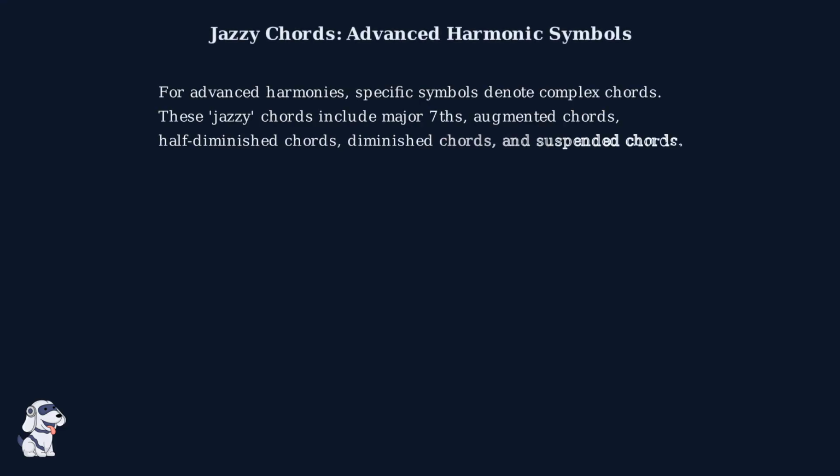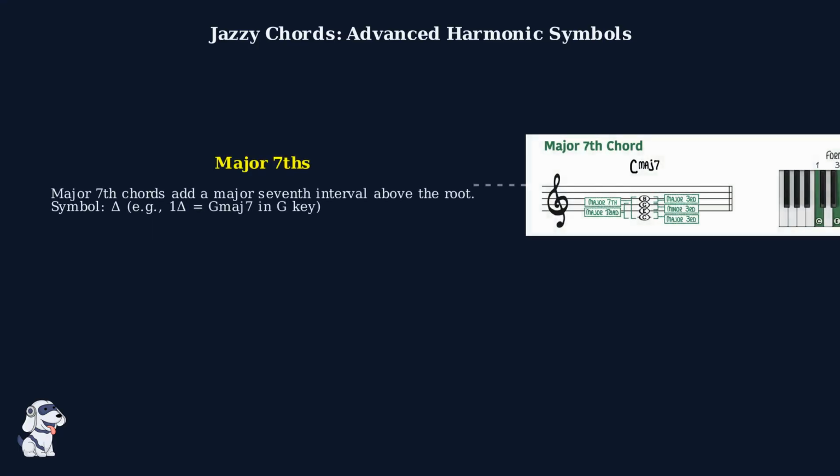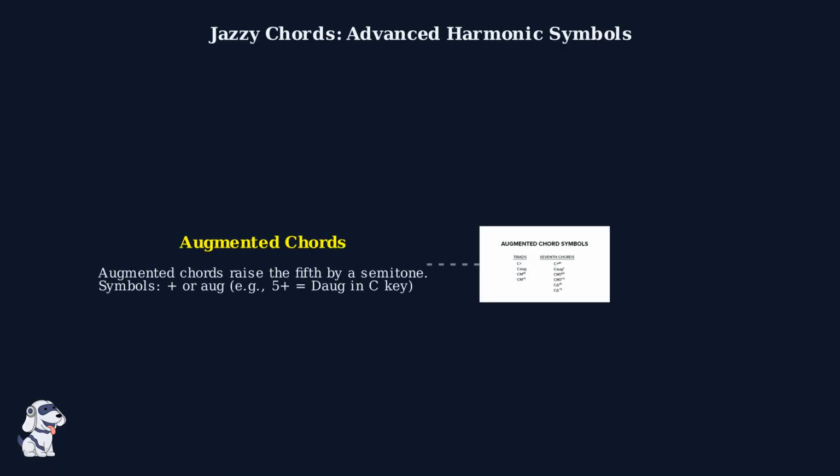Advanced harmonies in the Nashville Number System use specific symbols to denote complex chords known as jazzy chords. These include major sevenths, augmented chords, half-diminished chords, diminished chords, and suspended chords. Major seventh chords add a major seventh interval above the root, creating rich, jazzy harmonies. The delta symbol denotes these chords, such as 1 delta, representing G major 7 in a G major key. Augmented chords raise the fifth by a semitone, creating tension that resolves strongly.